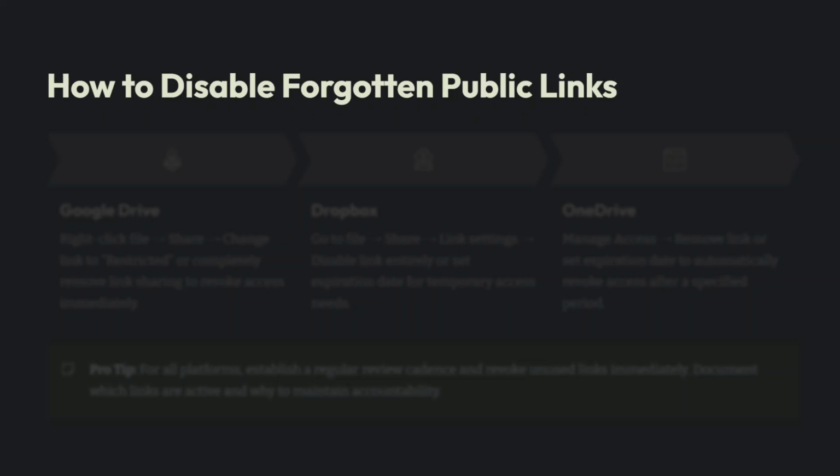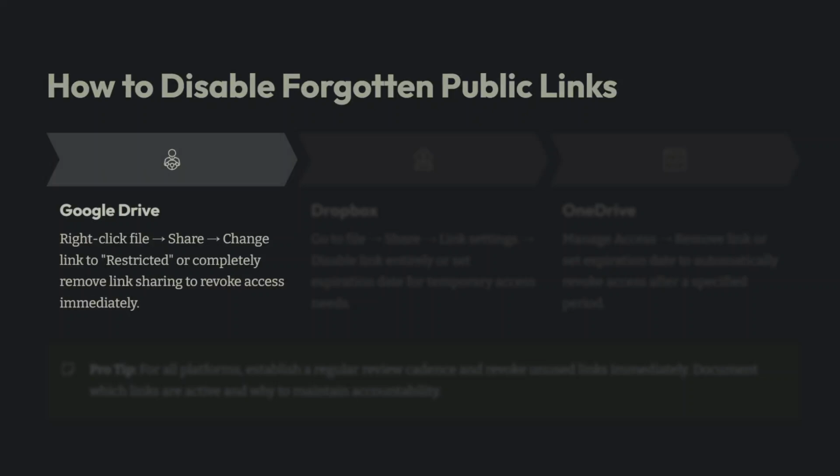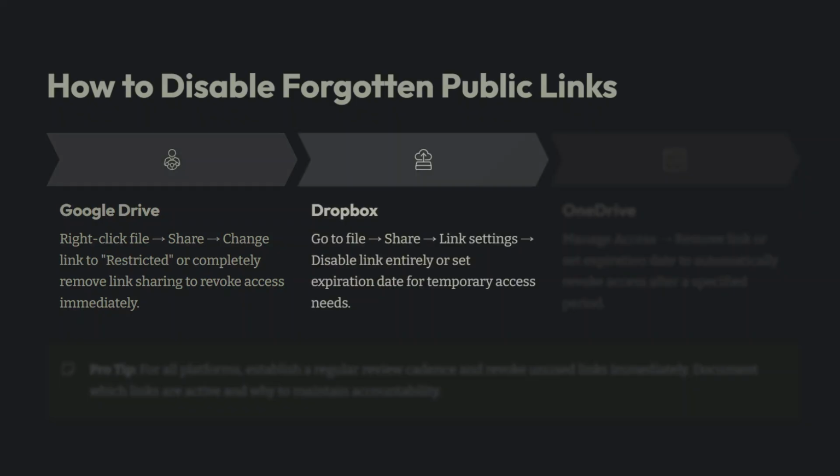You must manually disable them. For Google Drive, you right-click the file, navigate to Share, and the easiest fix is to change the link setting from anyone with the link to restricted. This immediately requires authentication. Or, if the file isn't needed anymore, just remove link sharing entirely. And for Dropbox and OneDrive, how does that revocation look? Is it similar? Very similar.